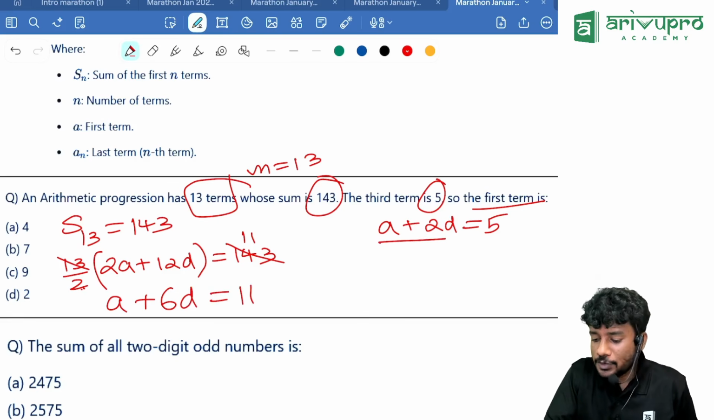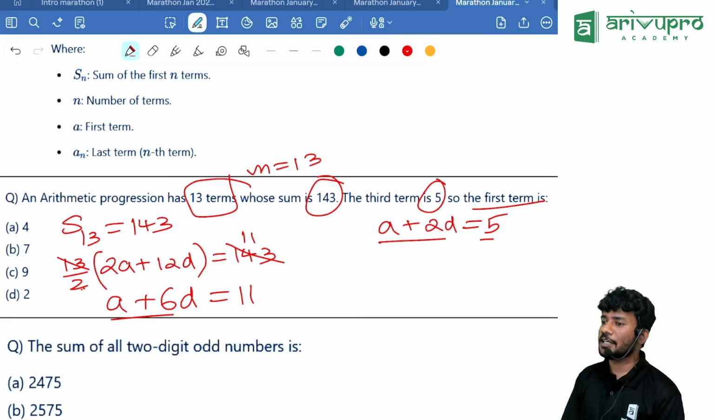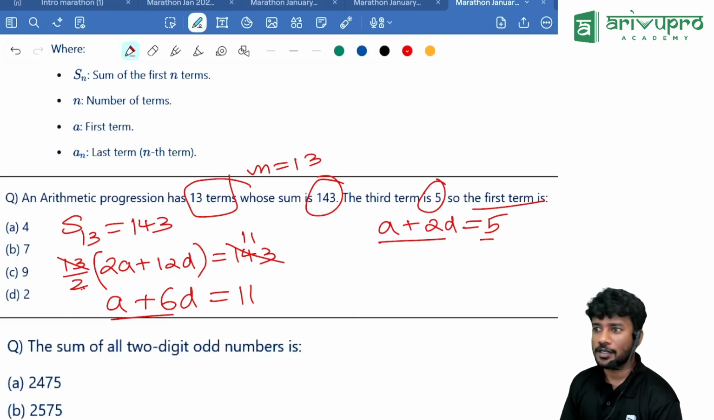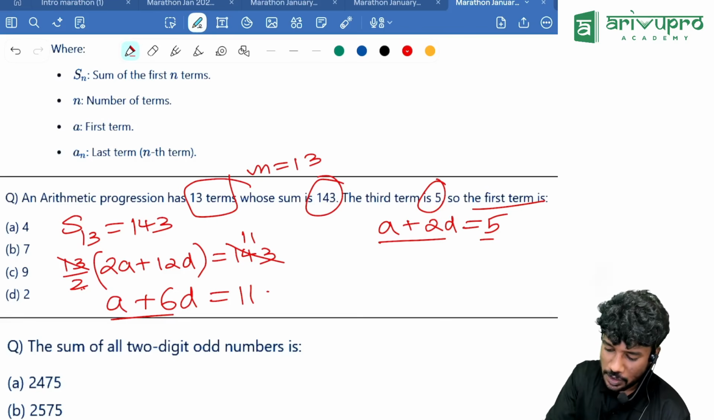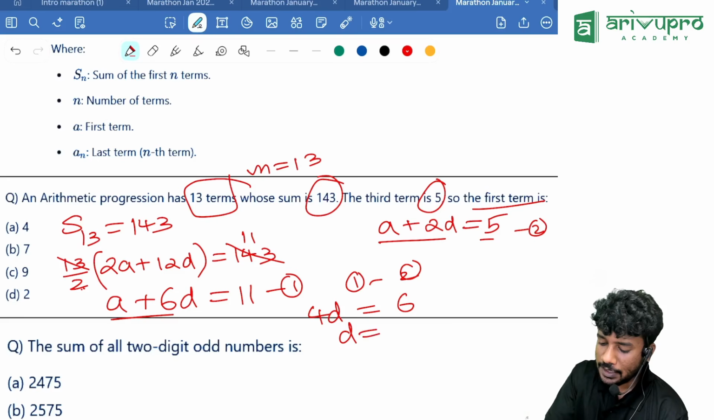So we have a plus 2d is equal to 5, a plus 6d is equal to 11. Whichever method you want to follow, elimination or substitution, you can do that. If this is equation 1 and this is equation 2, equation 2 minus equation 1: 6d minus 2d is 4d, which is equal to 11 minus 5, that is 6. That means d is equal to 6 by 4, that is 1.5. So we have the d value.